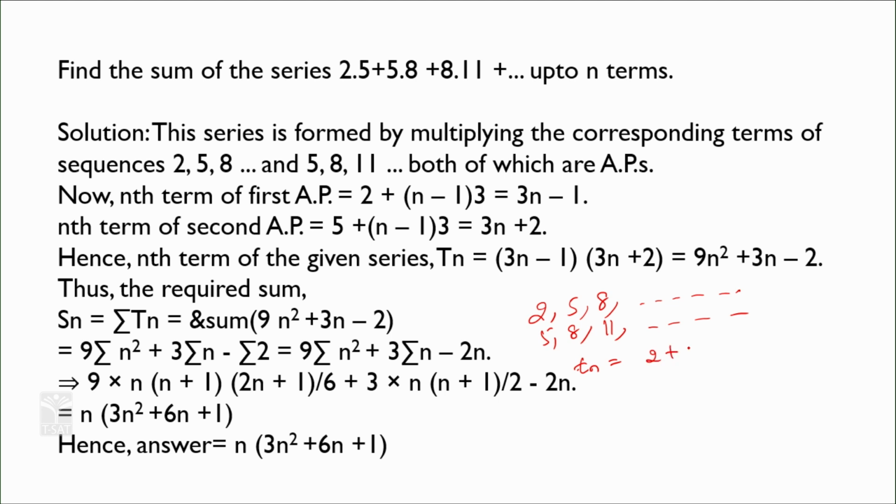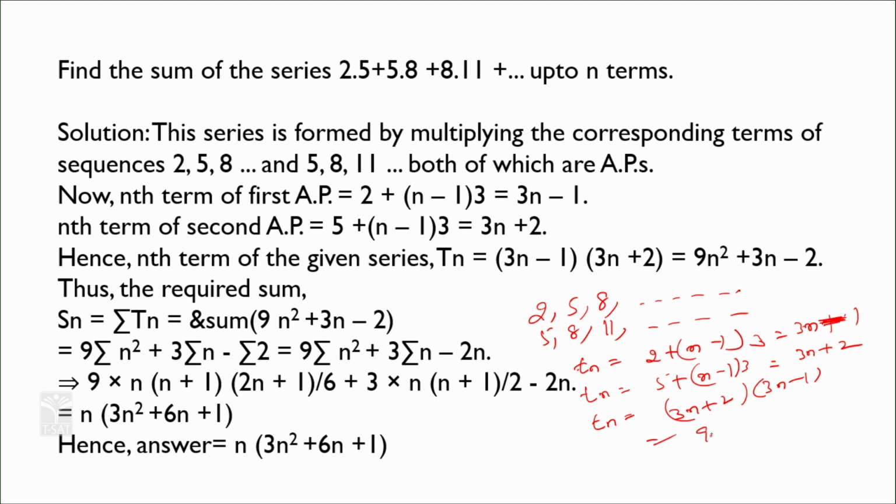What is the nth term of the first one? A plus n minus 1 into d, d is 3, means it is 3n minus 3 plus 2, 3n minus 1. Second term Tn is equal to a plus n minus 1 into 3, means 3n minus 3 plus 5, 3n plus 2. So the nth term of the series is 3n plus 2 times 3n minus 1, means 9n square plus 3n minus 2.